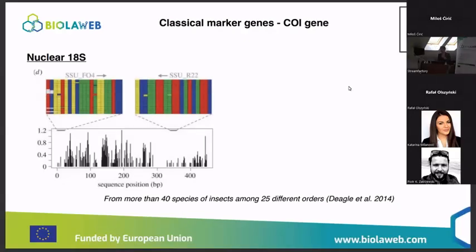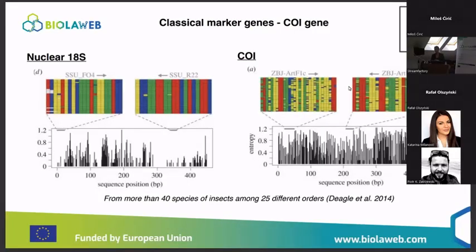And I'm going to illustrate this with an example. Here you have the same graph I showed you earlier, but with 40 species of insects among 25 different orders. And we have the entropy at each position of the 18S gene. And we can see that we can define conserved regions that do not vary between all the different sequences we looked at. But when it comes to looking at the cytochrome oxidase genes, it's not the same.